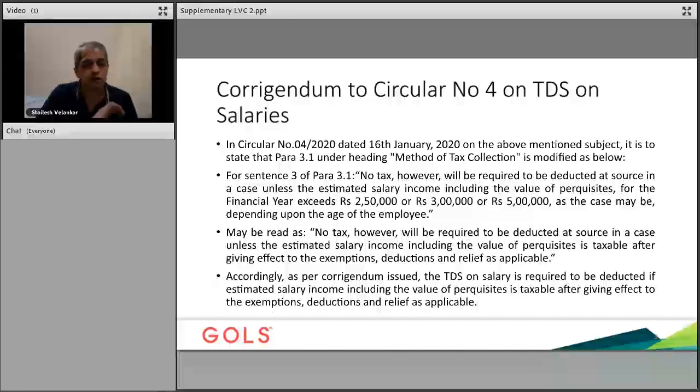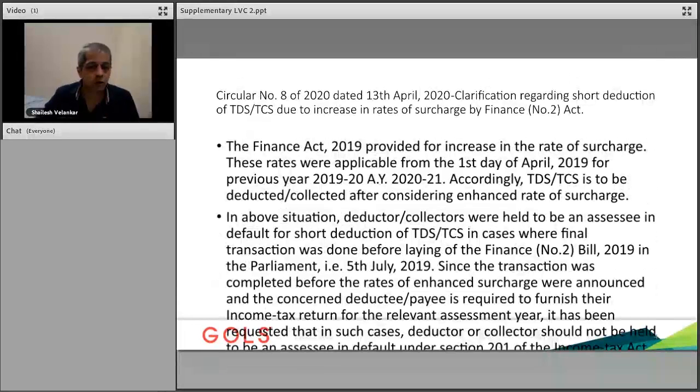We'll now go to the next section. A very important one. Let us clarify ourselves on this and then go ahead with the discussion. Circular number 8 of 2020, dated so and so: Clarification regarding short deduction of TDS and TCS due to increase in the rates of surcharge.